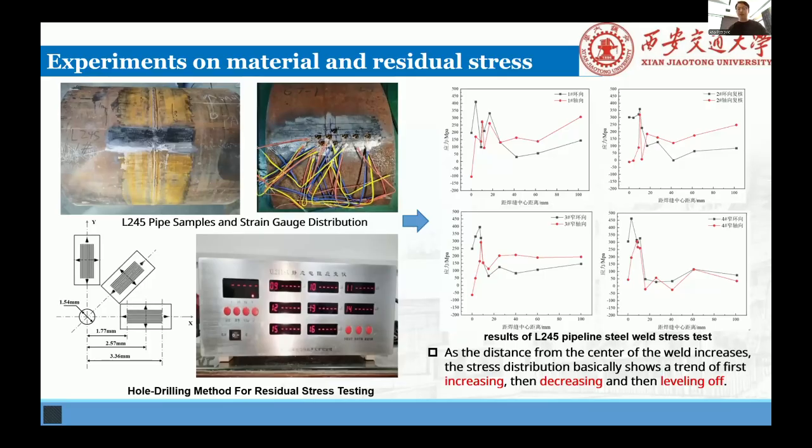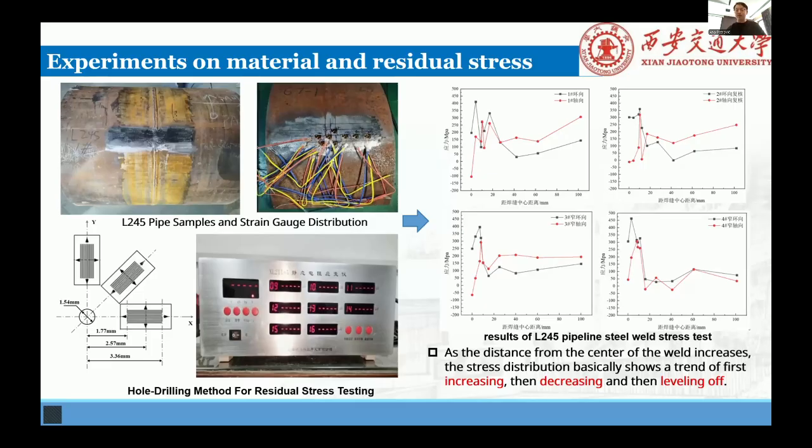According to the standard GB/T 31010-2014, a strain gauge rosette is bonded on the pipe surface, and then a shallow blind hole is drilled at the center of the rosette. As the material around the hole is partially relieved, the change of the strain in the gauges is recorded and converted to circumferential and axial residual stress.